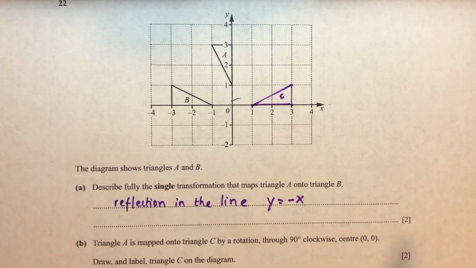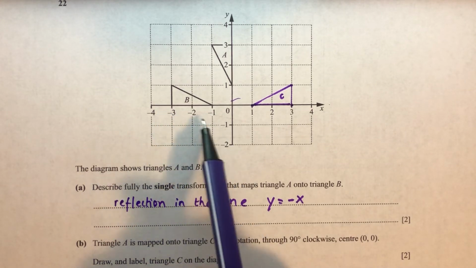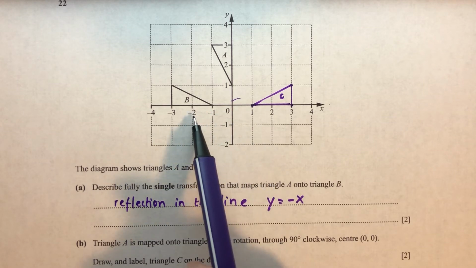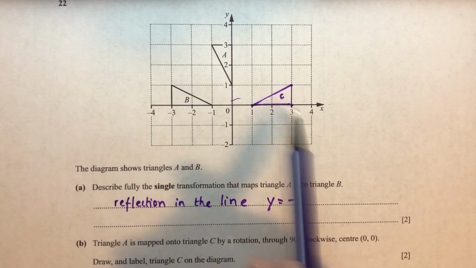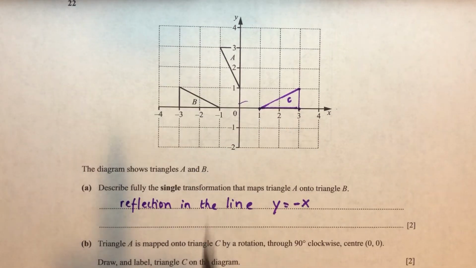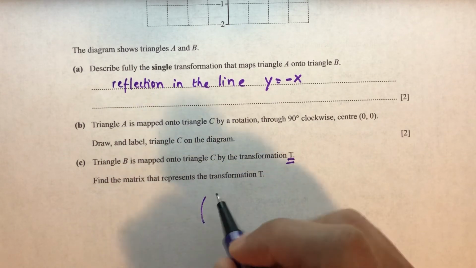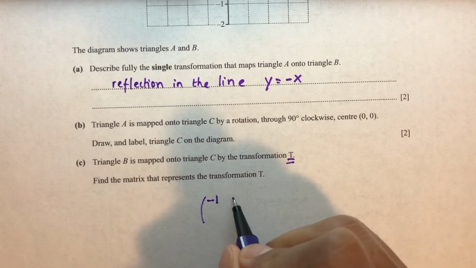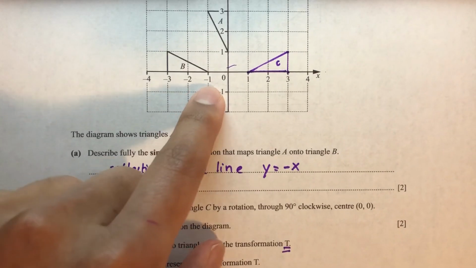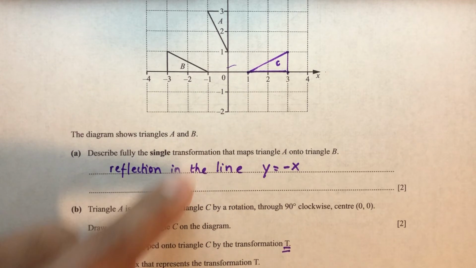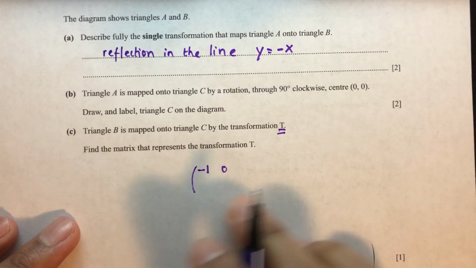So we can see that the x-coordinate has become positive. So minus 1 has become 1, minus 2 has become 2, minus 3 has become 3. So we know the matrix will look like this. So we have to take minus 1 times those numbers. So minus 1 will be 1. Minus 1 times minus 3 will be 3. So that's why we write the first row as minus 1, 0.